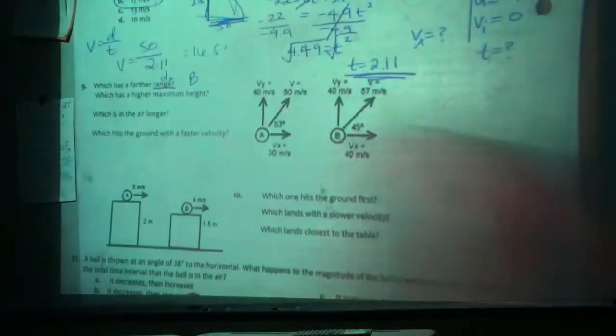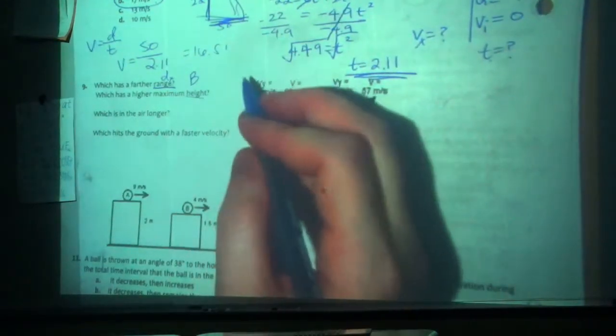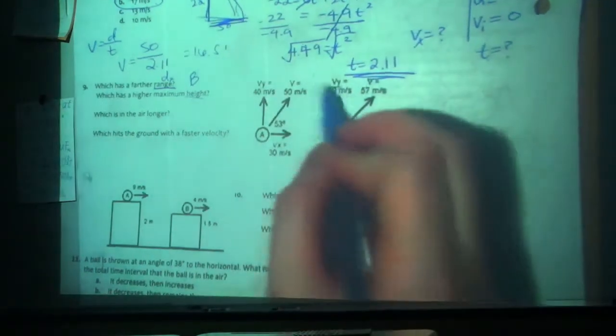Which one reaches the higher maximum height? Well, that just matters which one was thrown up with the most up velocity. If you look at their y components, they have the same y velocity, so it would be the same for both.